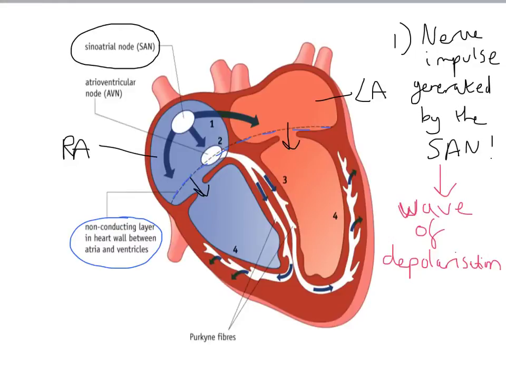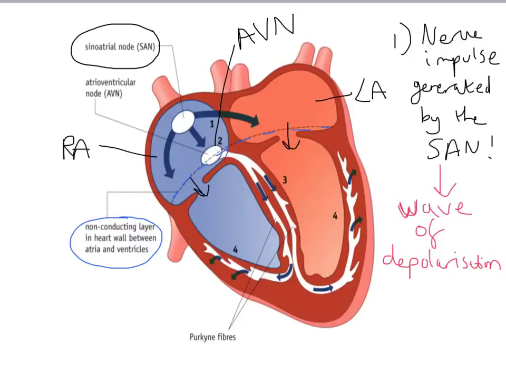Then we have number 2 in our diagram. Now, number 2 represents the AVN. So number 1 we have here is the SAN, and I'll just label it here. Number 2 is our AVN. It's called the atrioventricular node. It's a patch of cells that lie between the atrium and ventricles, and it helps to create a delay to allow for proper ventricle filling.